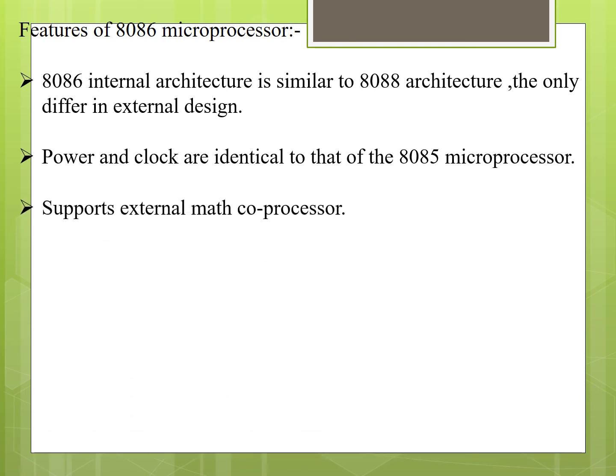It supports an external math coprocessor. As I said, the 8086 will not perform trigonometric functions. 8087 will help 8086 to perform trigonometric functions. The same is applicable to 8088. So it supports an external math coprocessor.